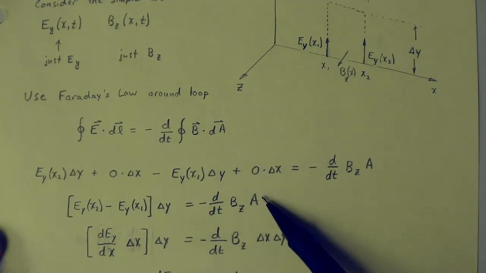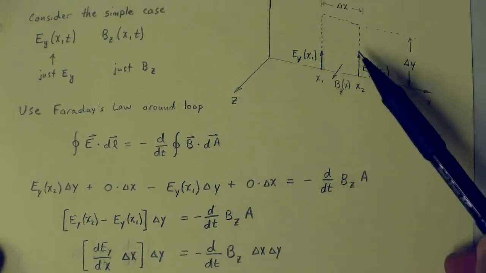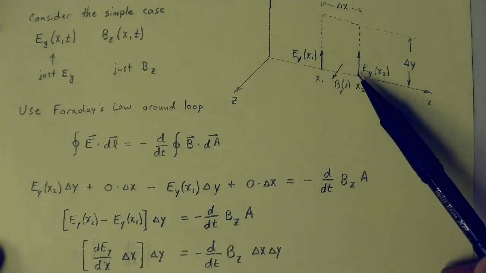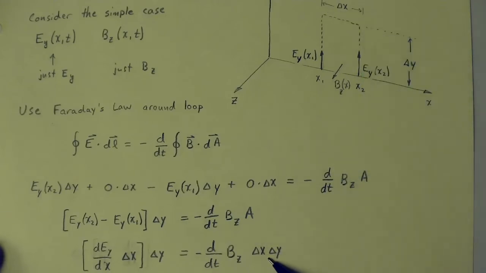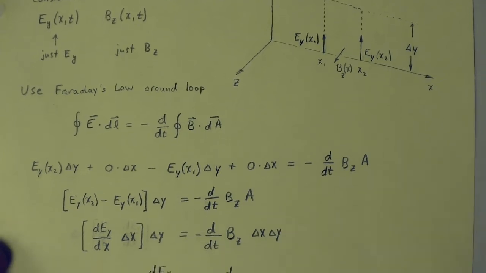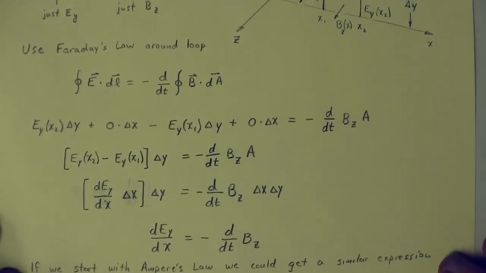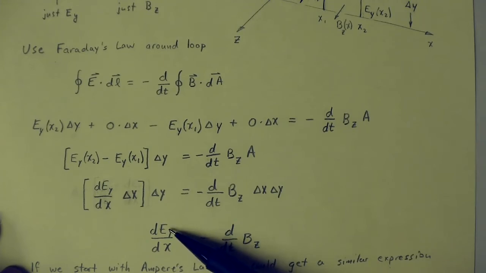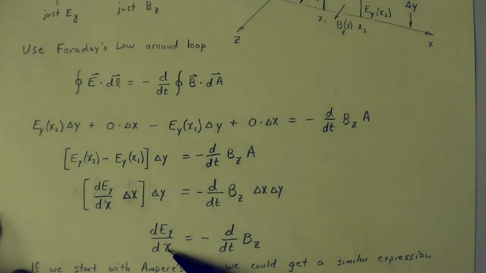Then over on this side, that area, what's going to be the area of this surface up here? Well, ultimately, that's just delta x times delta y. So I put it in right there. So now if you look at this, you see, well, shoot, we've got delta x times delta y on both sides. We can just cancel those out and have a much simpler expression. And what it says here is that the change of the electric field with respect to x is related to the rate of change with time of the B field.